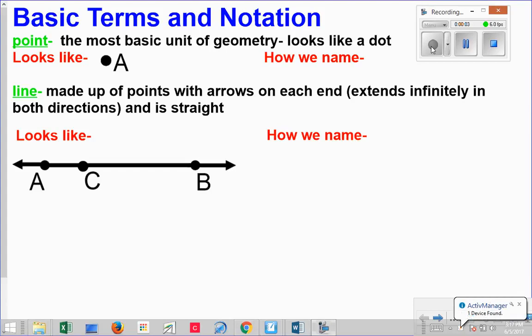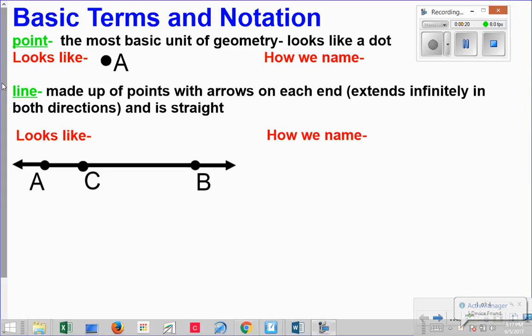In this lesson, I'm going to be talking about some basic terms for geometry and also show you how we name those items and the notation that we use when we're writing about those items. So the first term we're going to take a look at is the term point.